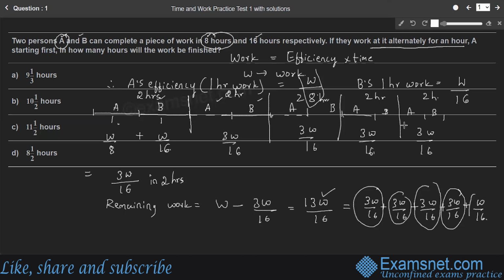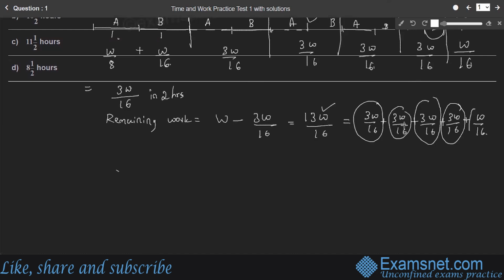And lastly, we have W by 16. So the last work will be done by A. Before that, B has done the work, right? So in the last hour, A will be doing W by 16 amount of work. So A takes what amount of time? Here, time taken by A to do the last W by 16 work.